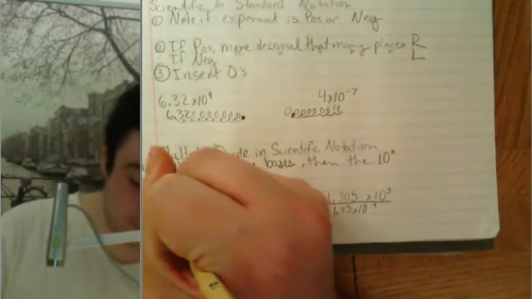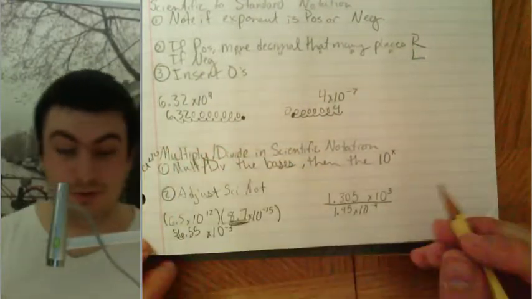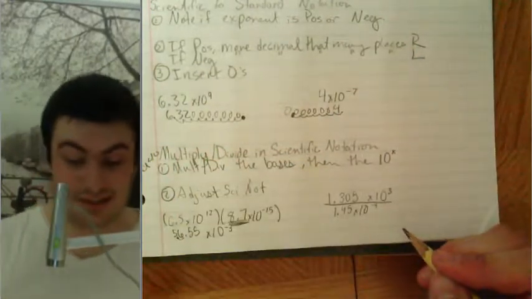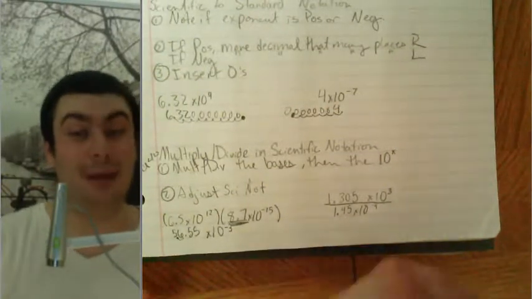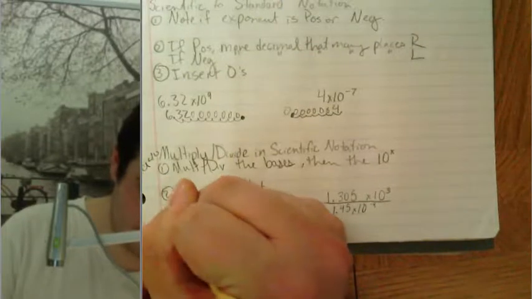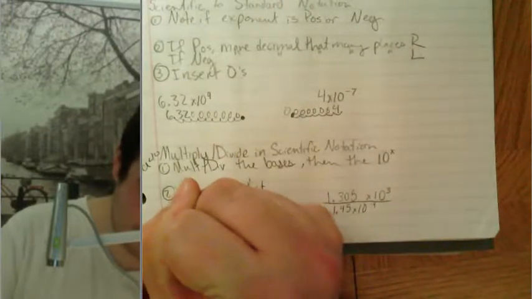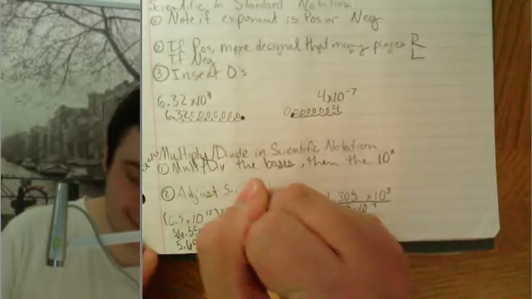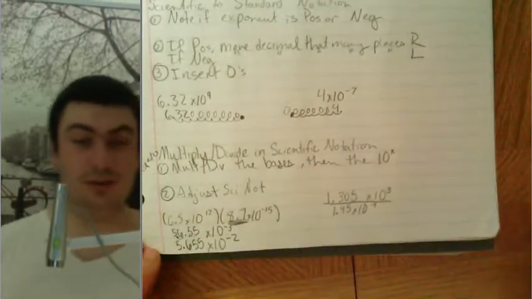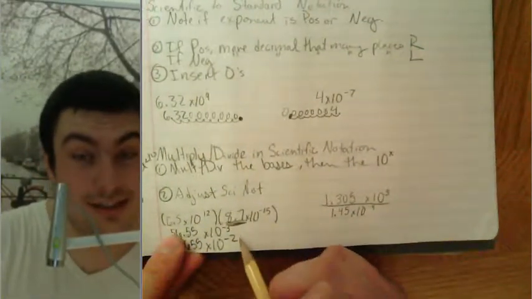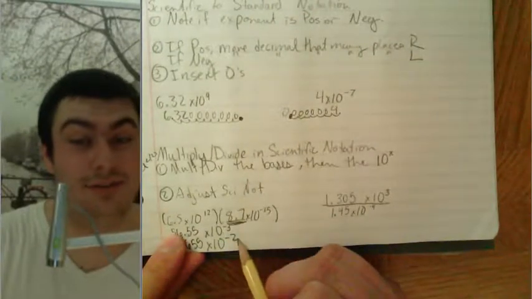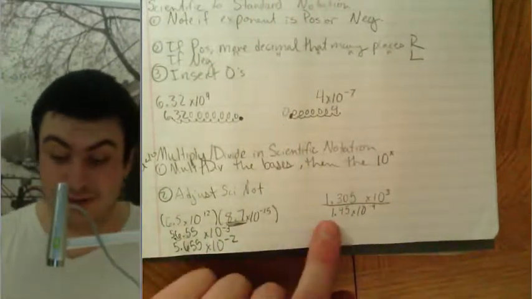So we're going to move this over 1, and we moved it to the left, so that means we need to make this number more in the positive direction. So this is going to be 5.655 times 10 to the now negative 2. Or think, we made this number smaller, so this exponent has to be made bigger, from negative 3 to negative 2.